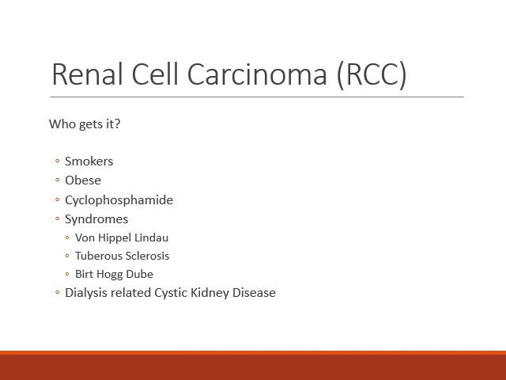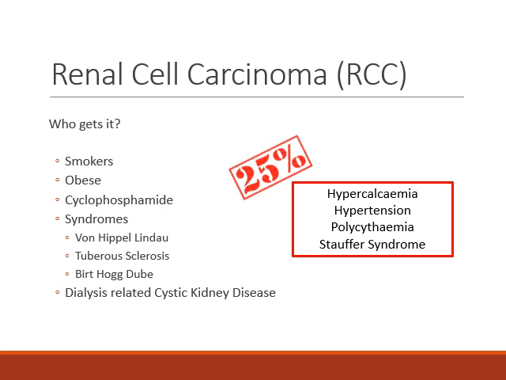What I am going to do is mention paraneoplastic syndromes. These occur in around 25% of patients with RCC, and there are a few different ways these can worm themselves into your exam questions, so it pays to know them. Hypertension and hypercalcemia are self-explanatory.